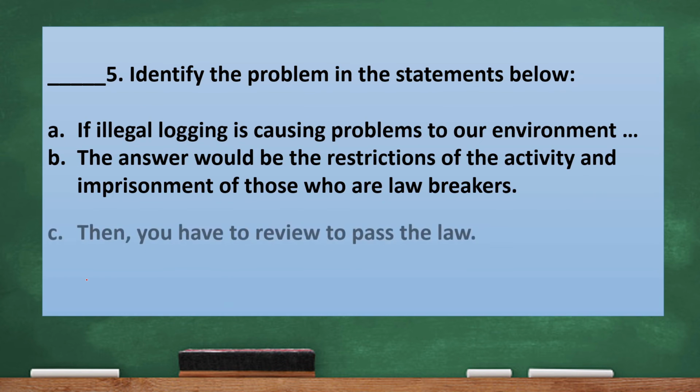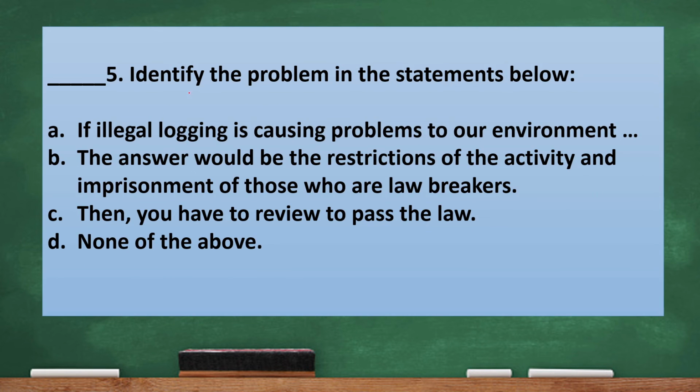And for the last one, we have number 5. Identify the problem in the statements below. A. If illegal logging is causing problems to our environment. B. The answer would be the restrictions of the activity and the imprisonment of those who are law breakers. Then, you have to review to pass the law. Or letter D, none of the above. I hope you got the correct answers for these post-tests.